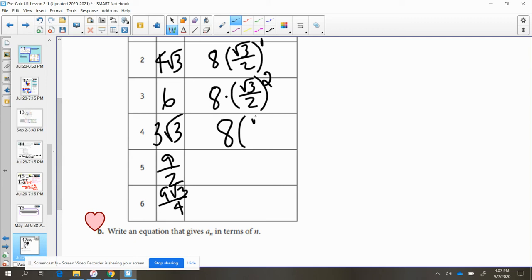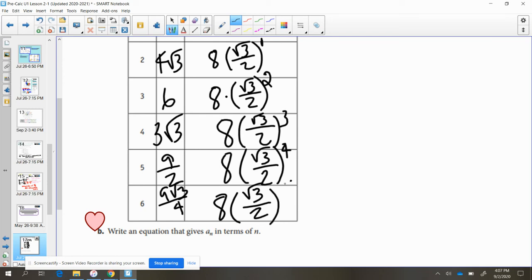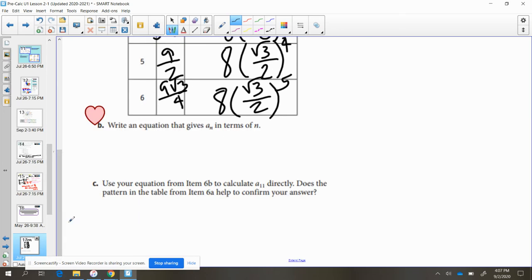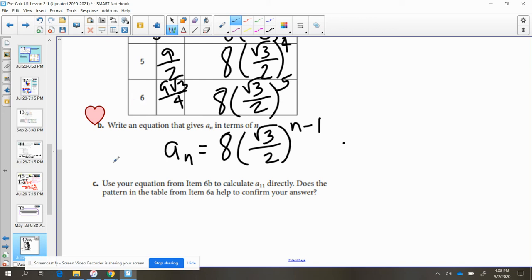Well, hopefully what you are acknowledging here is that each time, to get the fifth term, we're now raising it to the fourth power. And to get the sixth term, we are now raising that common ratio to the fifth power. So each time, what seems to be happening is that to get our next term, we are taking 8 and our common ratio and raising it to the term number minus 1, right? If we want n to be 6, we had to raise it to the 6 minus 1 power.